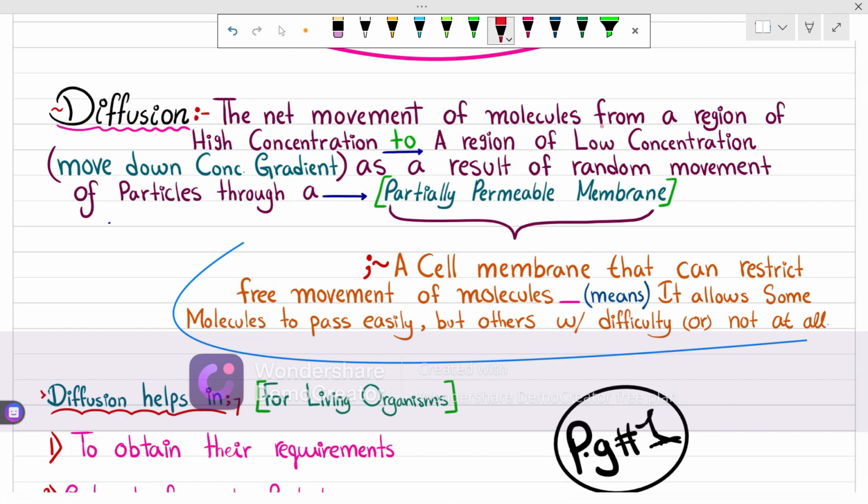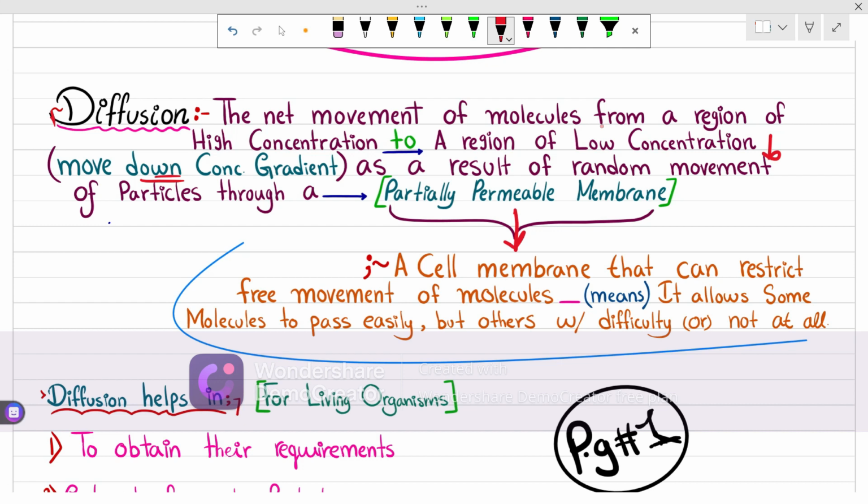First is diffusion. Diffusion is the net movement of molecules from a region of high concentration to a region of low concentration, moving down the concentration gradient as a result of random movement of particles through a partially permeable membrane. A partially permeable membrane is a cell membrane that can restrict the free movement of molecules, meaning it allows some molecules to pass easily, but others with difficulty or not at all.